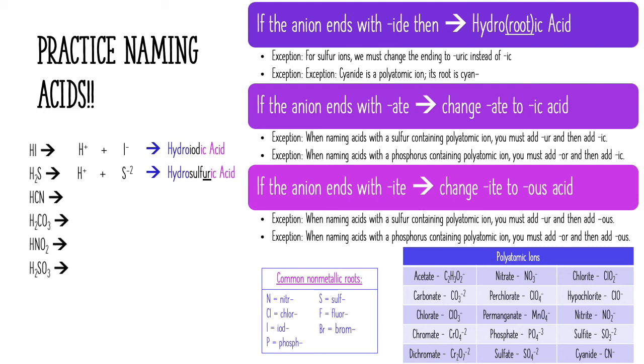The next one is going to break up into hydrogen ions and cyanide ions. And remember that the root for cyanide is cyan, and it ends with IDE, so we're going to use this first set of rules again. And this would be hydrocyanic acid.